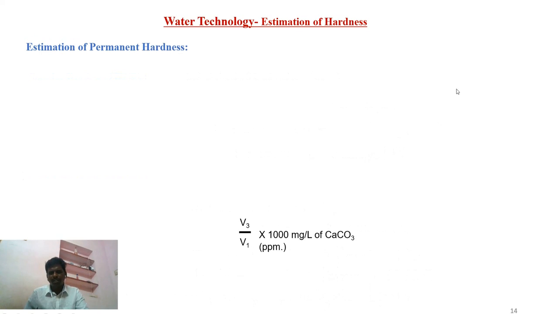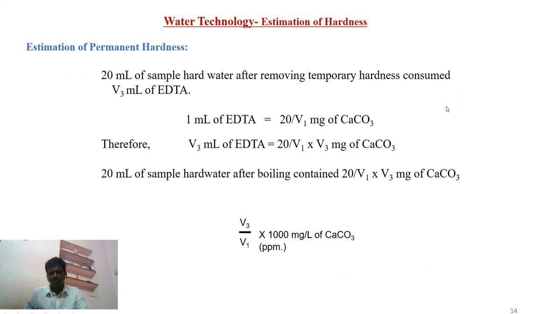Next one is estimation of permanent hardness. To estimate the permanent hardness, we have to calculate like this. 1 ml of EDTA is equal to 20 by V1 mg of calcium carbonate. That is standard. So for V3 ml of EDTA, V3 ml of EDTA is equal to 20 by V1 into V3 mg of calcium carbonate. So for 20 ml of sample water, 20 by V1 into V3 mg of calcium carbonate. So it is V3 by V1 into 1000 mg per liter of calcium carbonate. This is the permanent hardness.